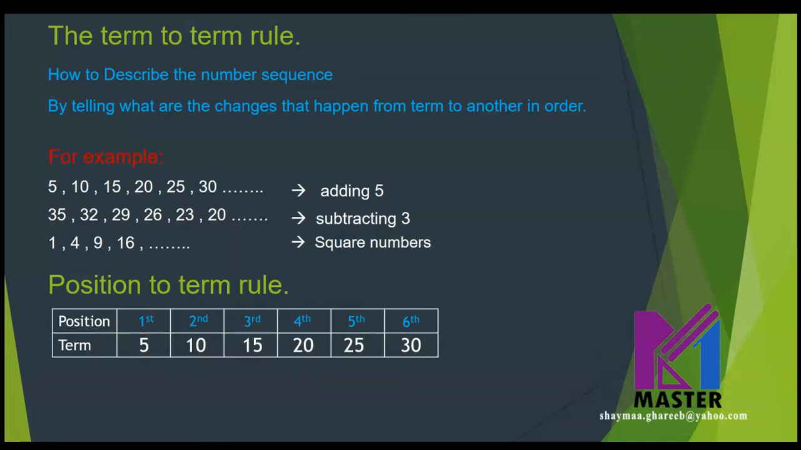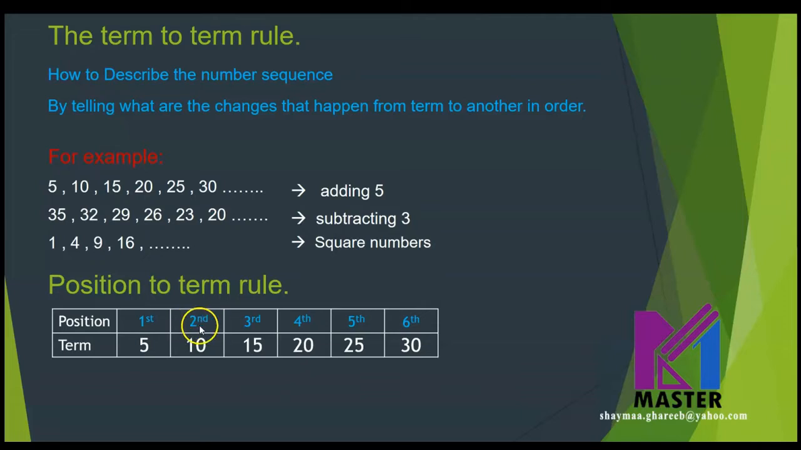I can say I added 4, or I multiplied the 1 by 5. So if I added 4 to the 1, it will be 5. Or if I multiply the 1 by 5, it will give me 5. Now let's check which one is the position to term rule. How? By checking the second term in the sequence.